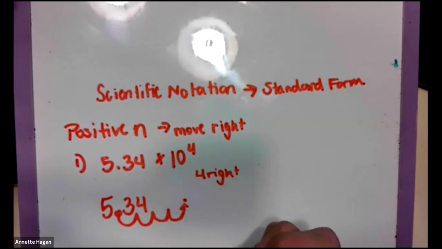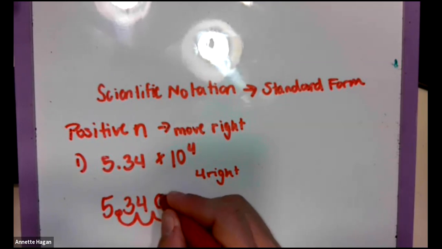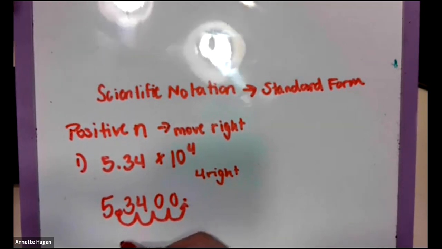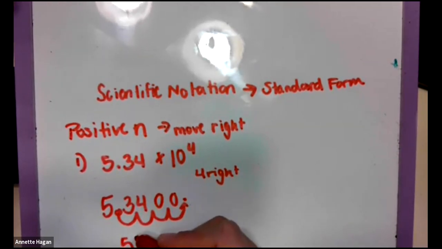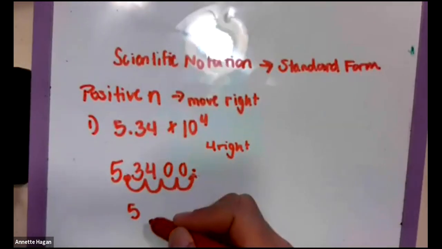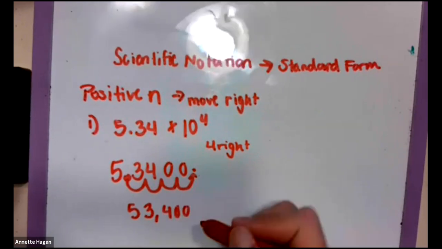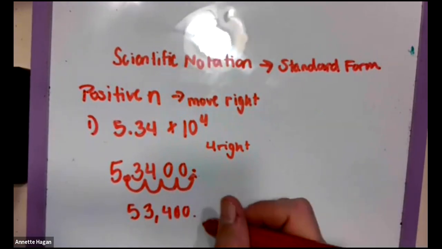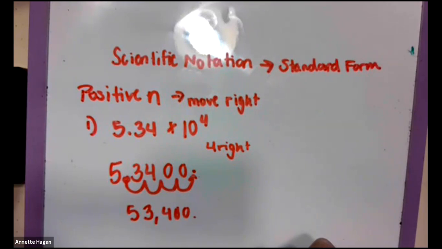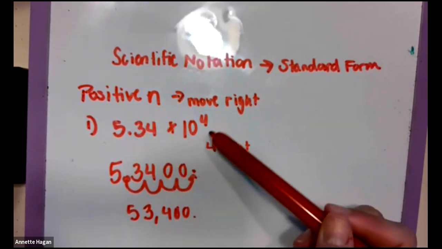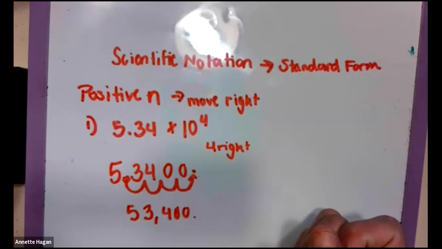What goes in these empty spots? If you said 0, you're exactly right. We put zeros in these empty spots. So I get 53,400. And now the decimal's back here. We can write it if we want to, but it's also understood. Okay, so we get 53,400. So this was just a shorter way to write this big number.